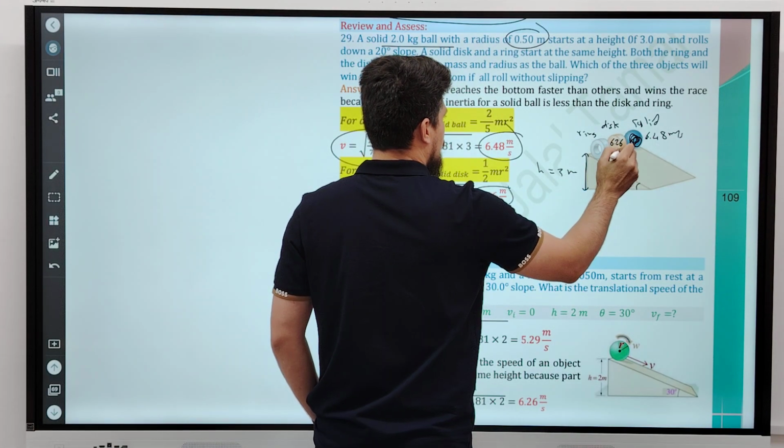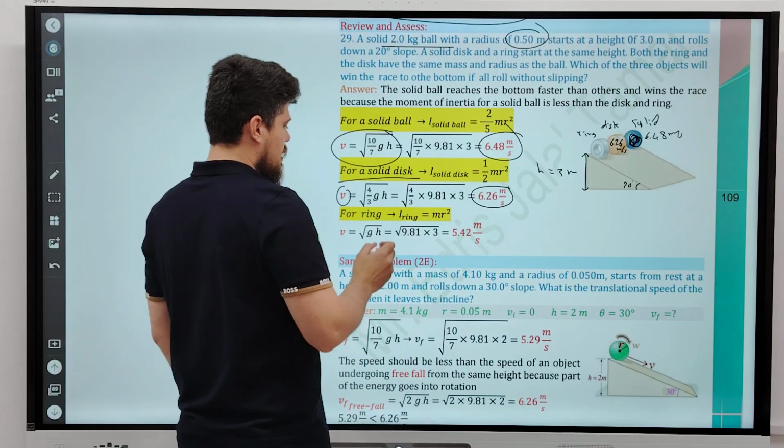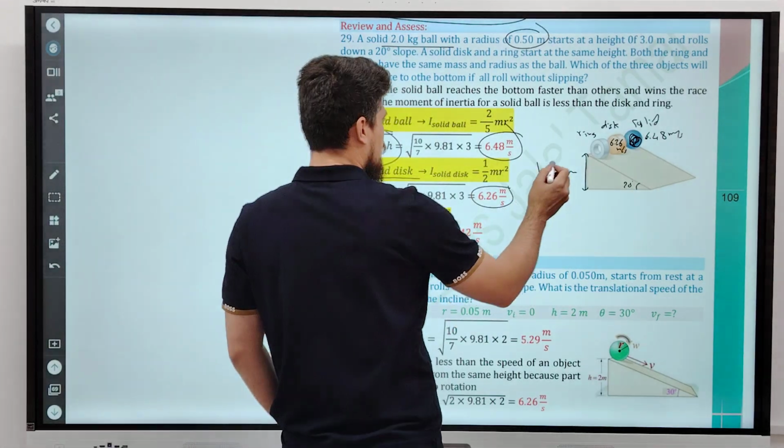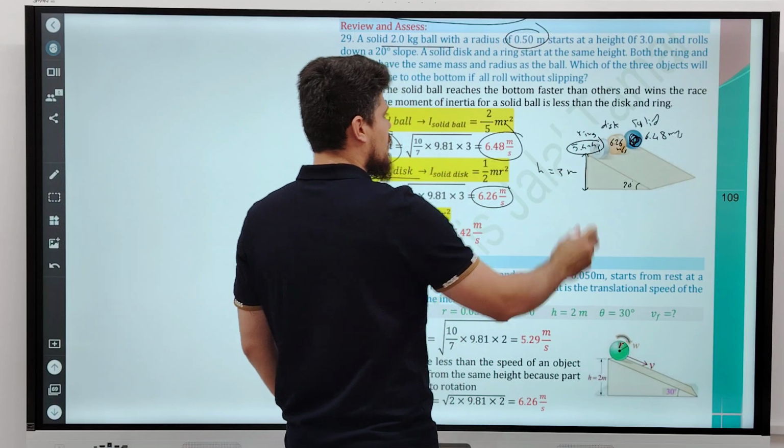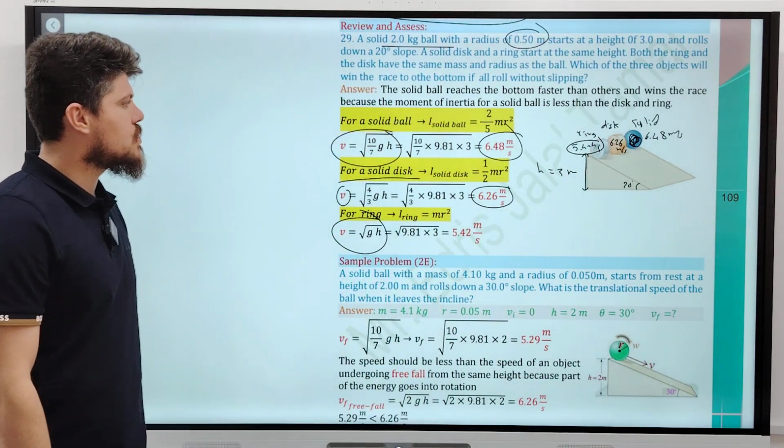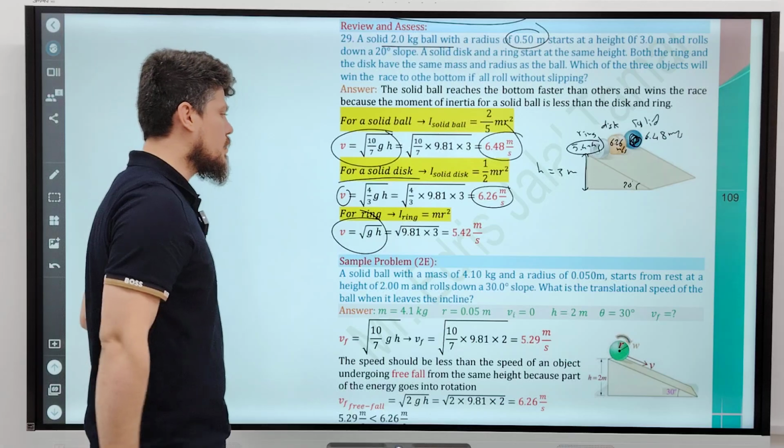6.26 meter per second. But for the ring, v is equal to the square root of gh, which is equal to 5.42 meter per second. Which one has more speed? The solid sphere. So that is why the solid sphere wins this race.